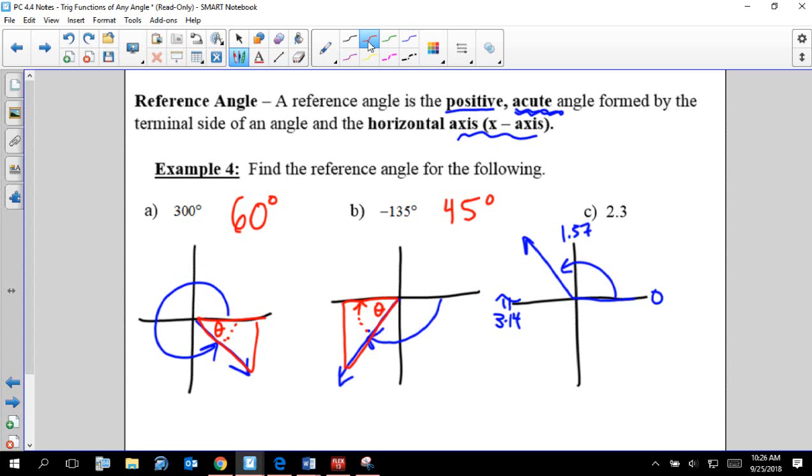So the theta would be how much is left to get to the x-axis. How are you getting that answer? Take your full 3.14 and subtract off 2.3, and you're left with approximately 0.84.